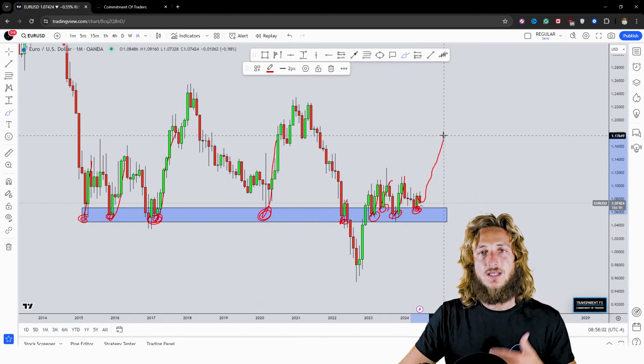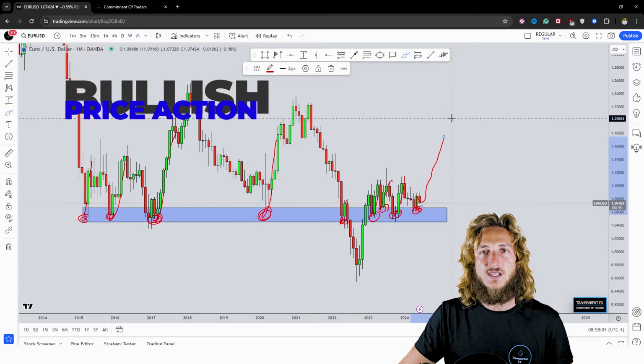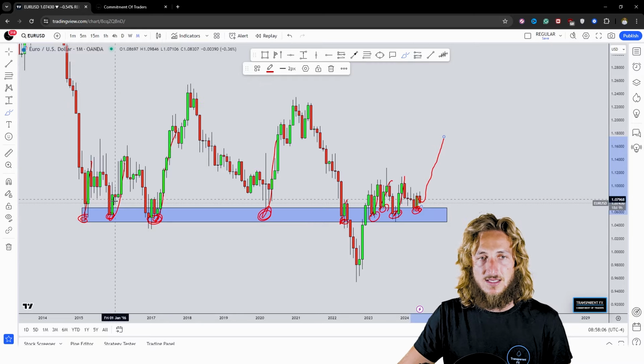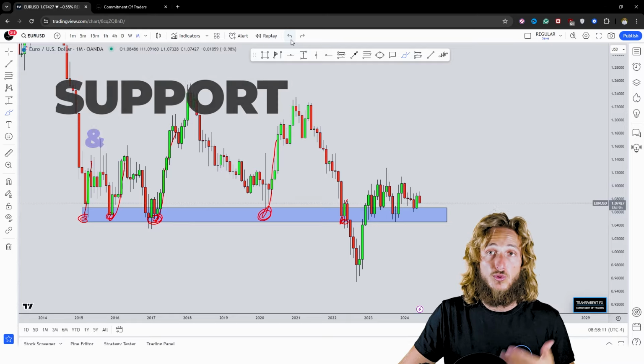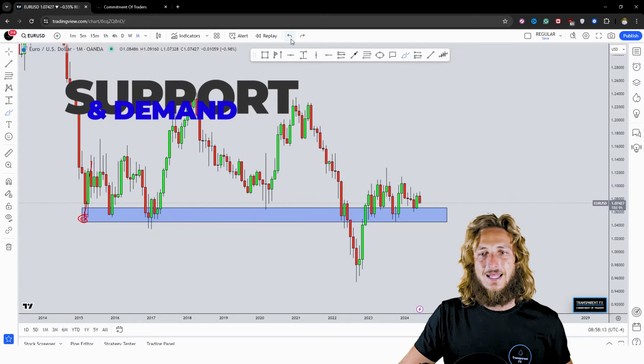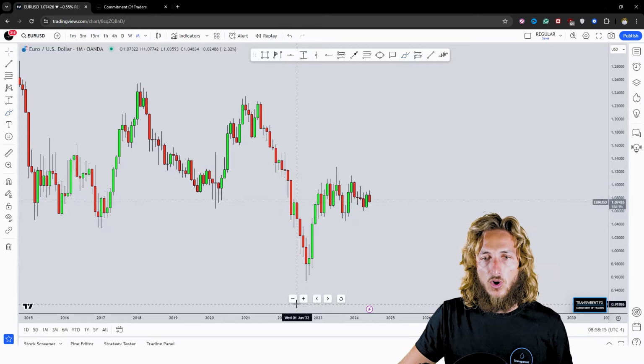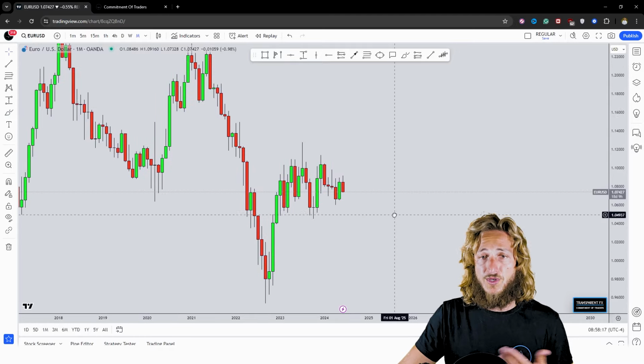So in a situation like this, more bullish price action could be expected, as already happened in the past, when the market tested this exact same level of support and demand. So let's keep that in mind and drop on the most recent price action.